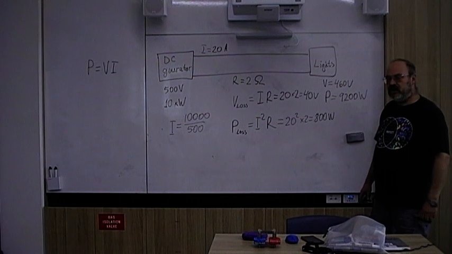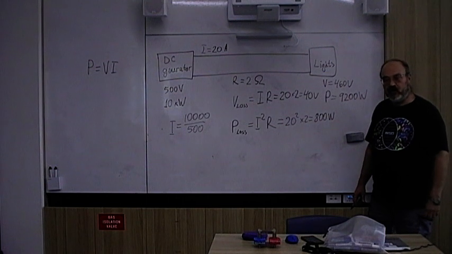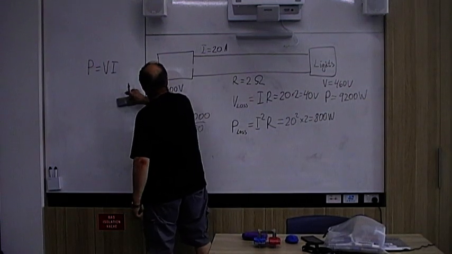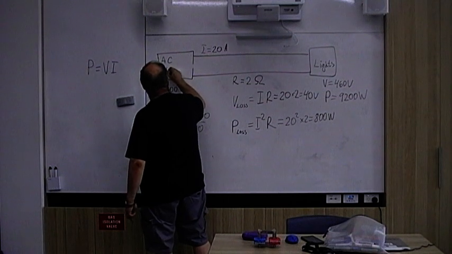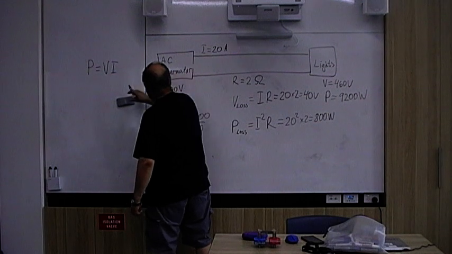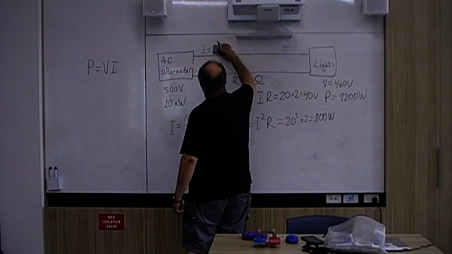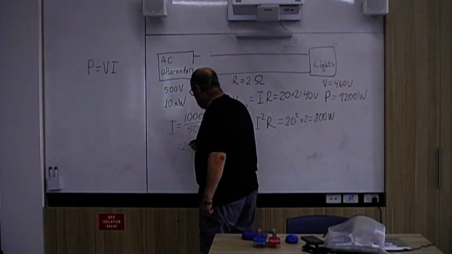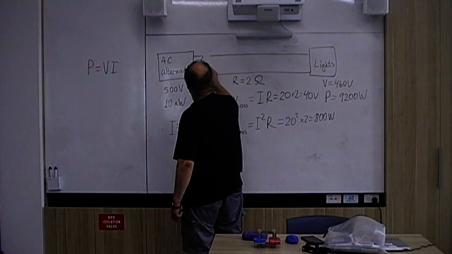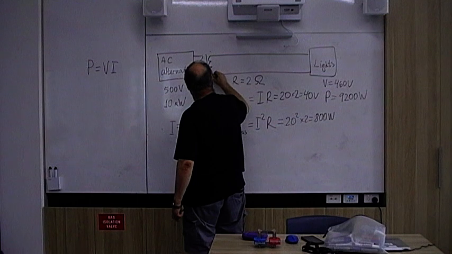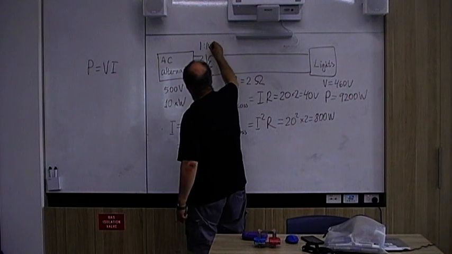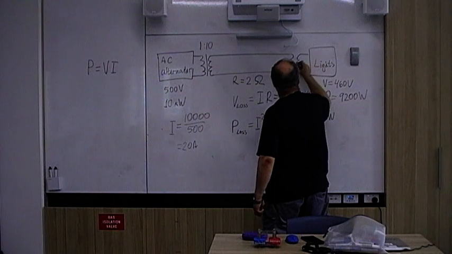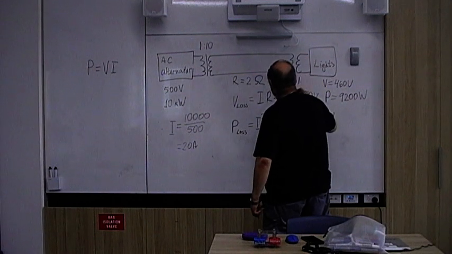Now let's see what happens if we introduce transformers. Instead of a DC generator, we will put an AC alternator. An alternator is an AC generator. So if you say alternator, you don't need to write AC. We have the same setup, with the same 20 amps, but here we have a step-up transformer with a turns ratio of 1 to 10. And here we will put another, step-down transformer, with a step-down ratio of turns of 10 to 1.